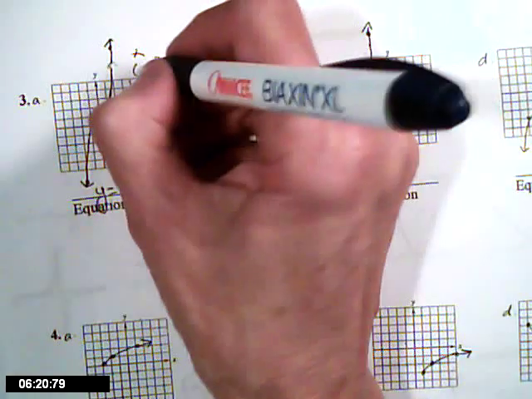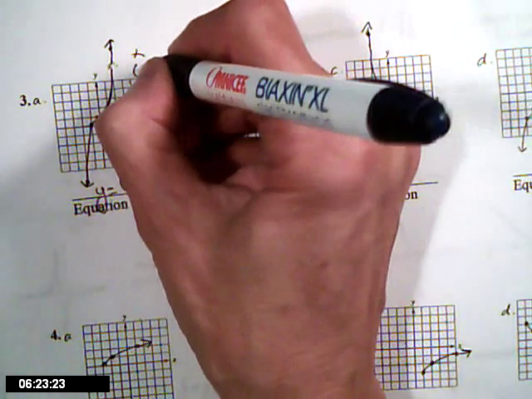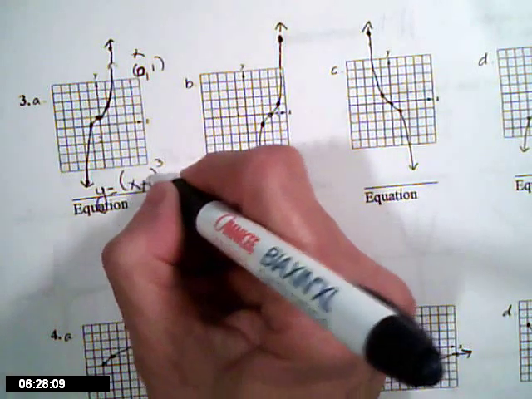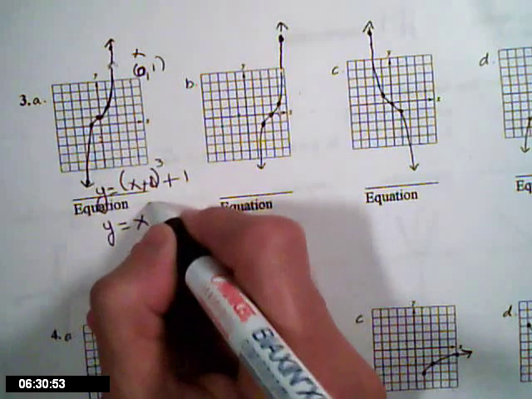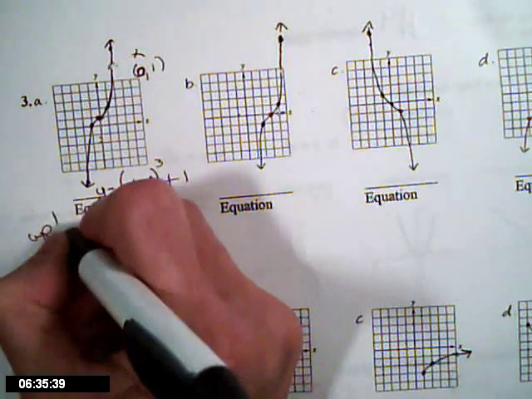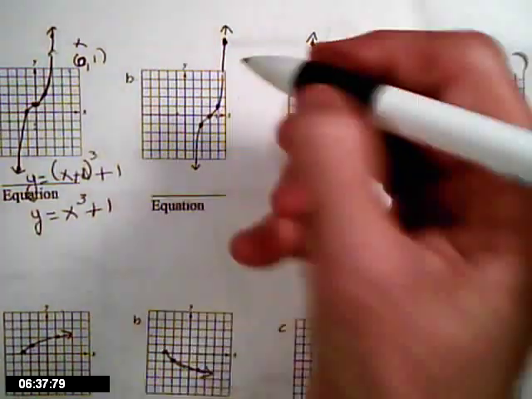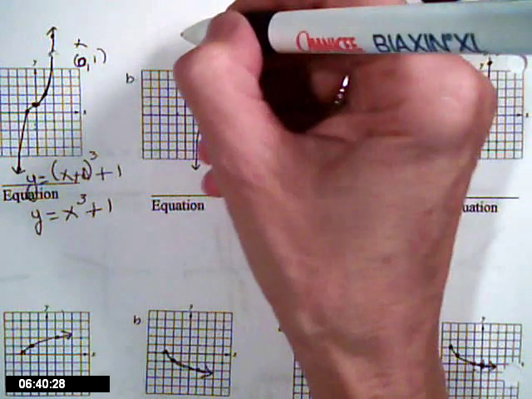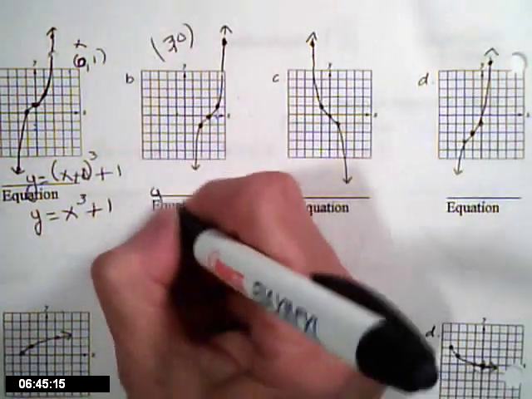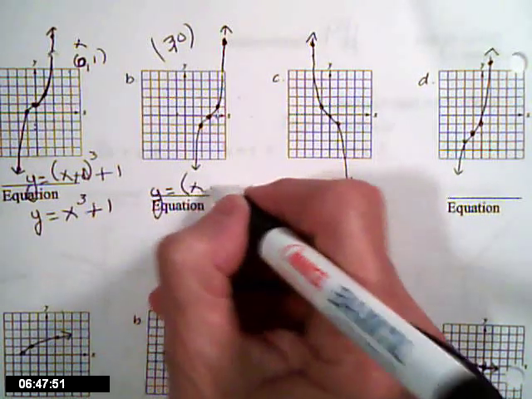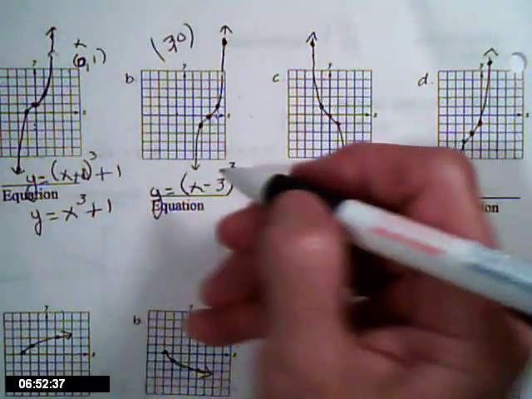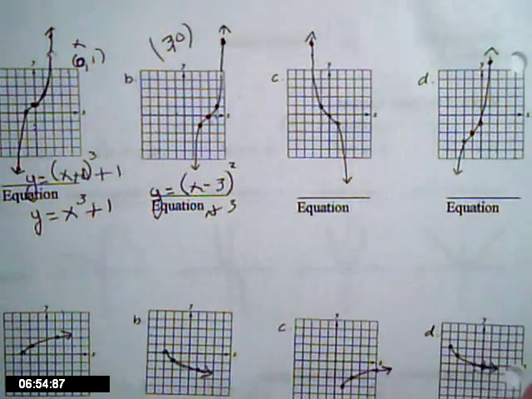I'm sorry, I was looking at another graph. That vertex is 0 for x, so this is going to be 0. So that will be y equals x cubed plus 1. This graph has shifted up 1 unit. In the B, if we check for the vertex, we are at 3, 0. So we'll have y equals x minus 3 cubed plus 0. The graph has shifted right 3 units.